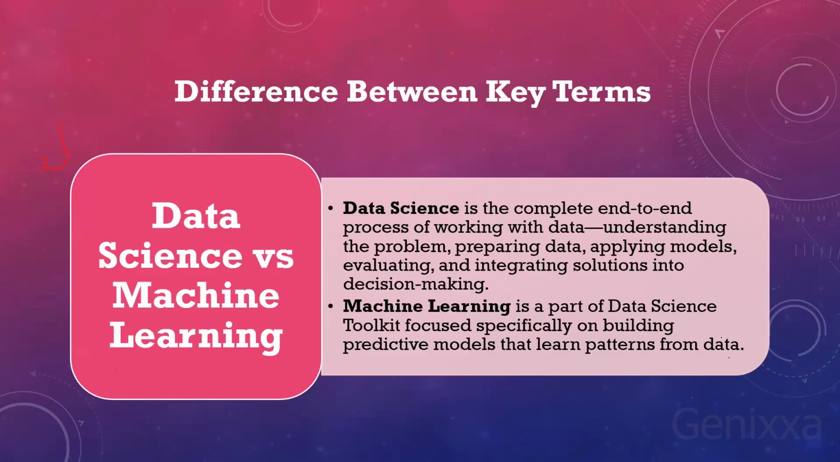As I told you earlier, data science is a complete end-to-end process to work with data. It can help you to understand certain hypotheses. It involves several steps for preparing the data set and applying models on your real-time data. At the same time, it has some methodologies for evaluation of your results. And at the same time, you can integrate user-friendly solutions for decision making.